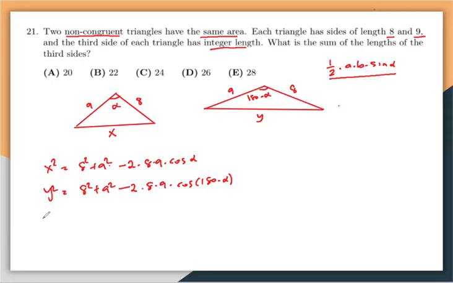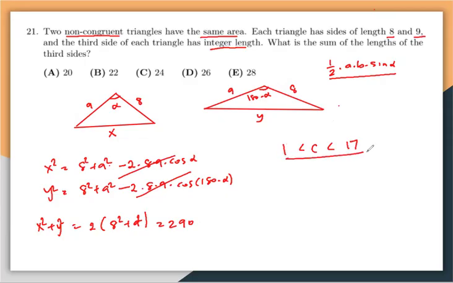And then when you add these, because we are looking for the sum of the two squared sides, we actually remove these two terms. So you get 2 times (8 squared plus 9 squared), which you can compute, that's 290. Also we know that the third side, by the triangle inequality, should be between the difference of 8 and 9, which is 1, and the sum, which is 17. So we should get a value between these two numbers.